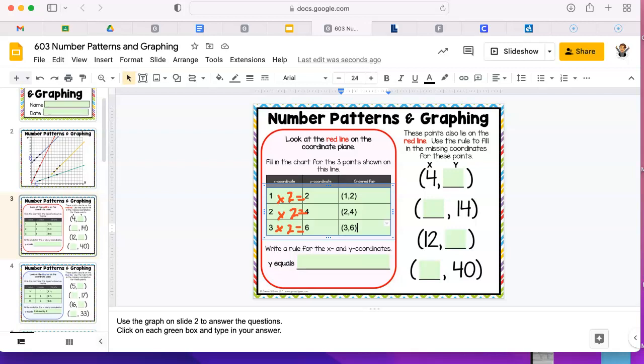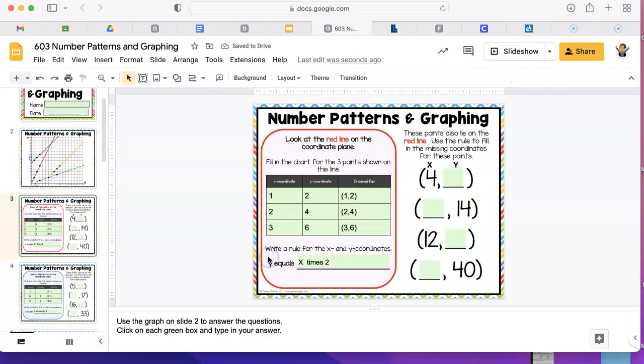Okay, let's type that in. You guys can just go ahead and type it in. So, all right, how do I type? Okay, y equals coordinate x times 2. Ta-da! And that's how you do this one.